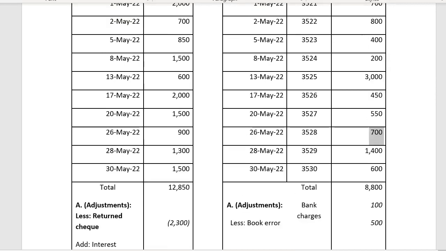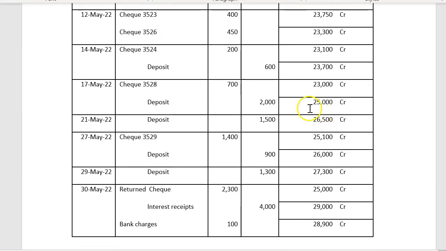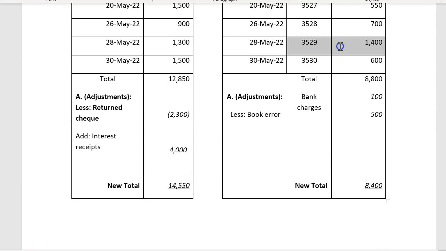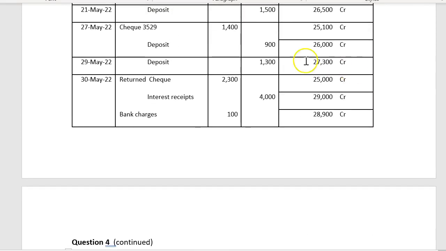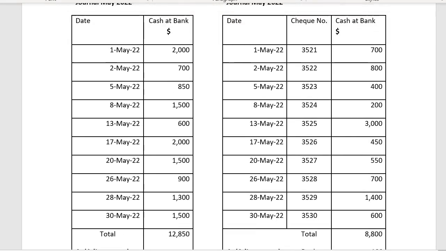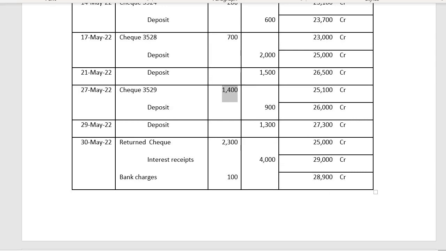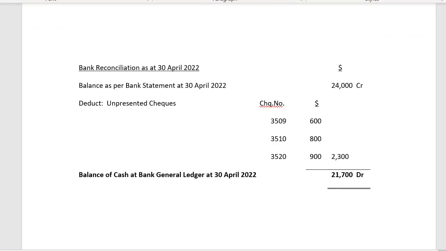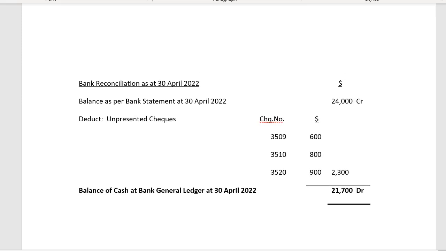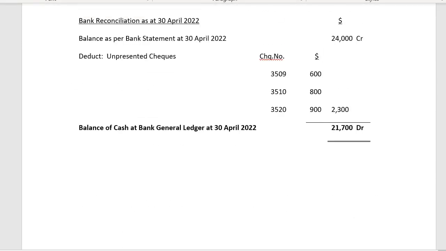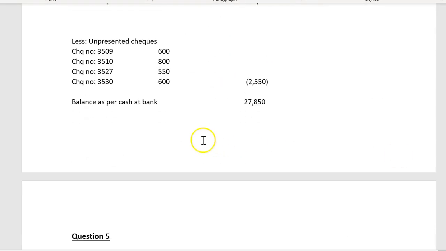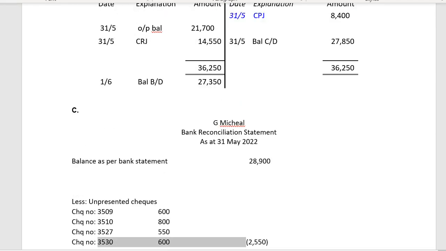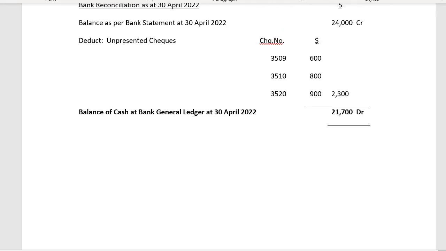3528. Is this recorded by the bank? Yeah, it's recorded by the bank. Check number 3529. Is it recorded by the bank? Yep, it's recorded by the bank. Check number 3530 is not recorded by the bank, so it's still unpresented. Here, 3530, unpresented.